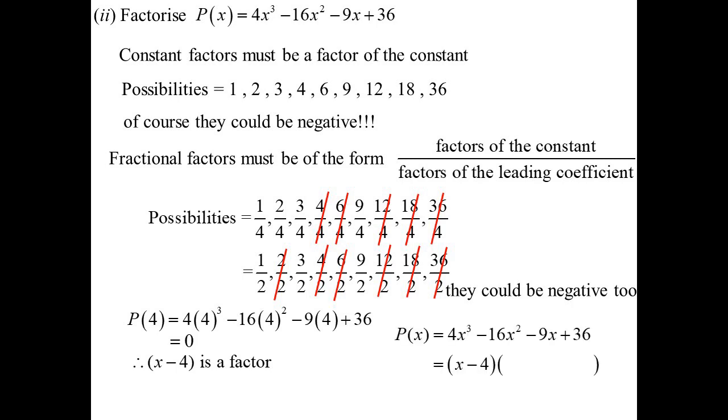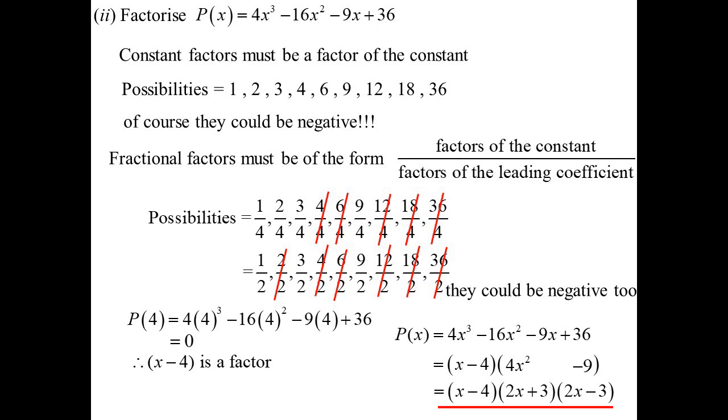I'll now just look at it and go, well, leading term times leading term, that's going to be 4x squared. Constant times constant, that's going to be negative 9. Now, if I was to expand this out, I'd get negative 9x. Negative 9x is what I want. So in this case, there mustn't be a missing middle term. So it must just be 4x squared minus 9, which factorises to be 2x plus 3, 2x minus 3.